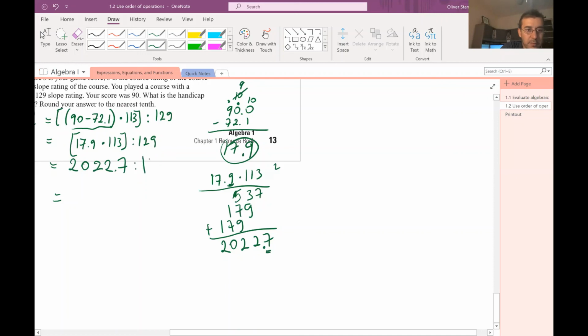All right, so this is 2022.7 divided by 129. Now we can do this here on the side, or you can plug it in the calculator to save time. We're just going to plug it in the calculator, and we're going to get 15.67. And then it says round your answer to the nearest tenth. The number after the tenth is a 7, which is greater than 5. So this becomes 15.7, and that's the answer.